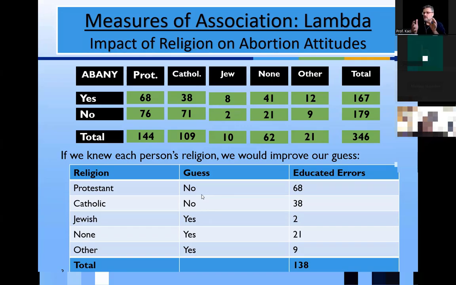As you see, now you change the way that you guess, no and yes. But before you knew about people's religion, you would not be able to change. You would just say yes or no for every single one of them without knowing the other variable. So now, when you add all of these errors that you make, 138 errors. But before you made 167 errors. So what happens is that you now reduce the number of errors you made by knowing the person's religion.